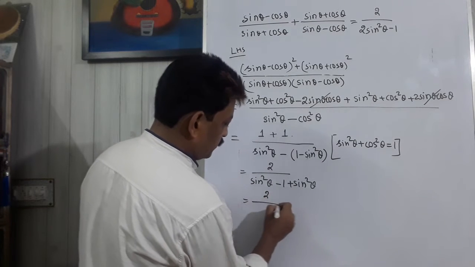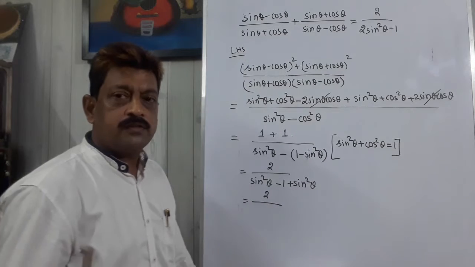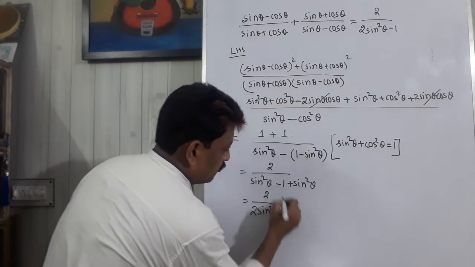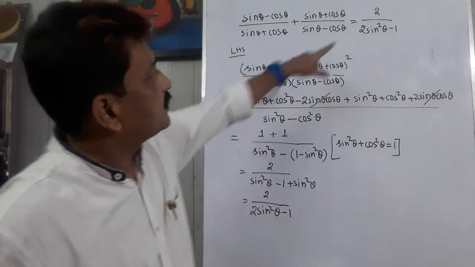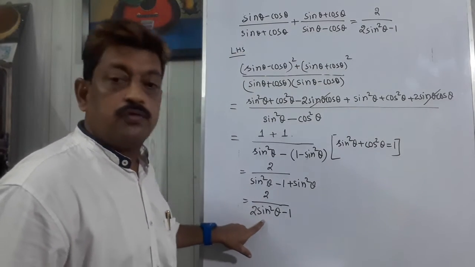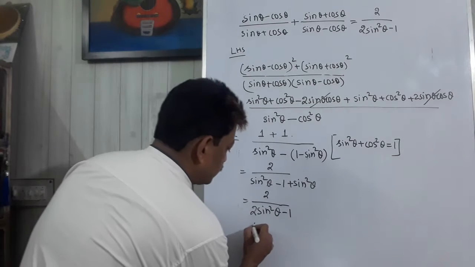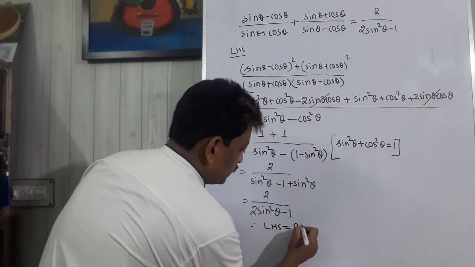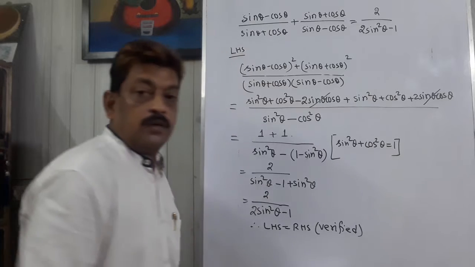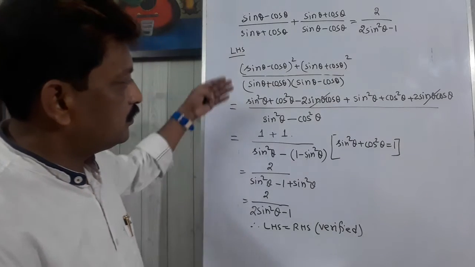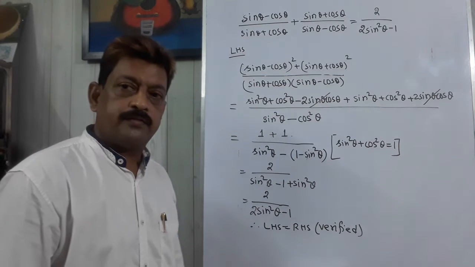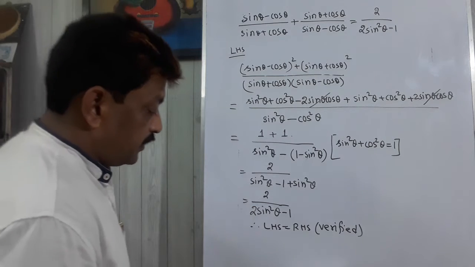Now 2 upon, here it is sin square theta plus sin square theta is 2 sin square theta. So 2 sin square theta minus 1 and this is the RHS. See there, 2 upon 2 sin square theta minus 1. Here also 2 upon 2 sin square theta minus 1. Therefore we can say LHS equals RHS, verified. Understood? Just go through the process. Hope it is easy for you to understand. Okay, next problem.